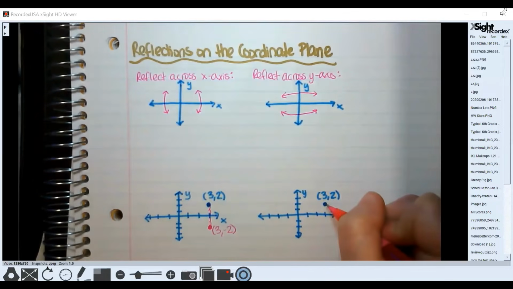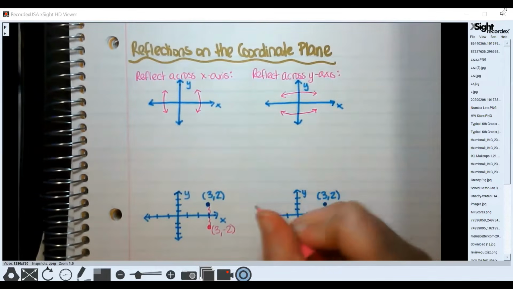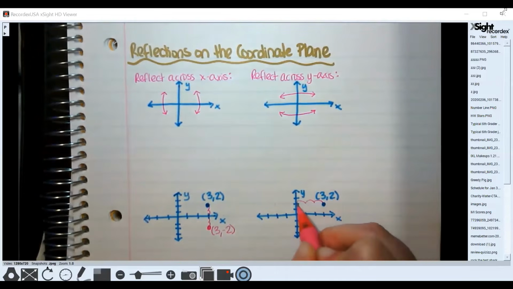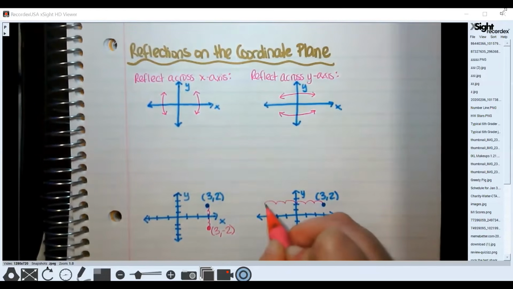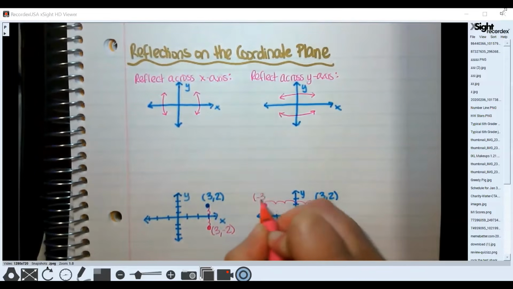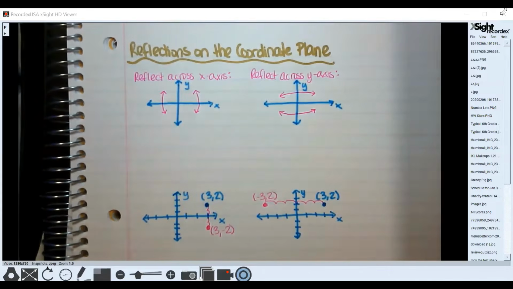If I reflect that same point across the y-axis, this is y, so I notice it's 3 units to the right. So I would reflect 3 units to the left. And that reflection would be at the point -3, 2.